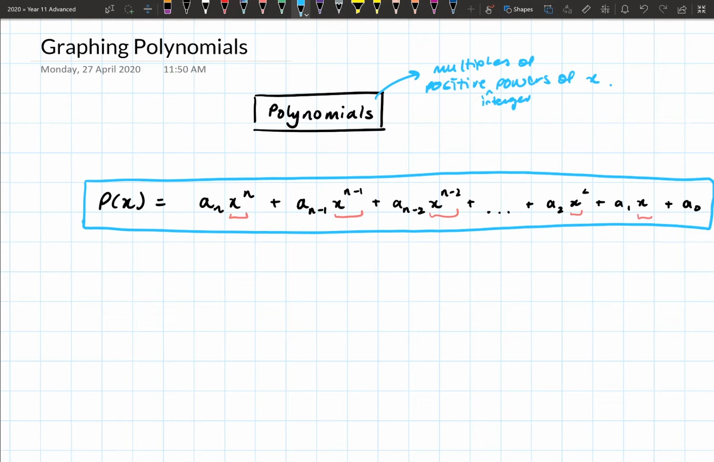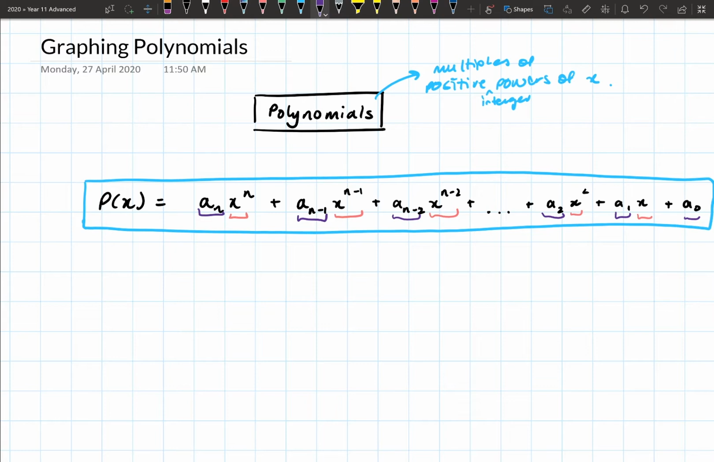What it means is that they are positive whole numbers. So you can't have fractions. You can't have negative numbers in these powers of x. The second part is multiples. In front of all of them, we've got these a_n, a_(n-1), a_(n-2), a_2, a_1, and a_0. These are the coefficients. You don't need to worry too much about the n's. They are just notation corresponding to the relevant powers of x. So the multiples are just the coefficients in front of them.